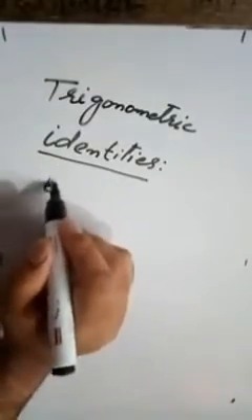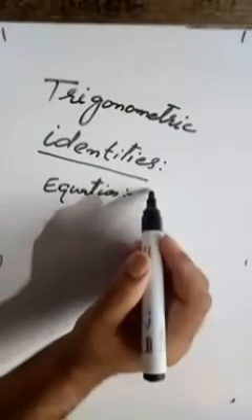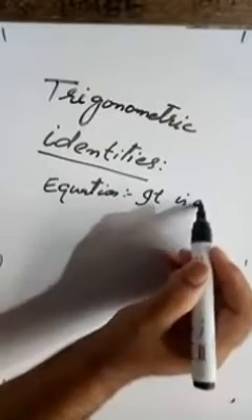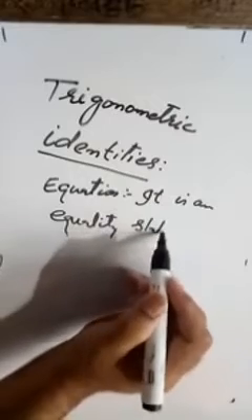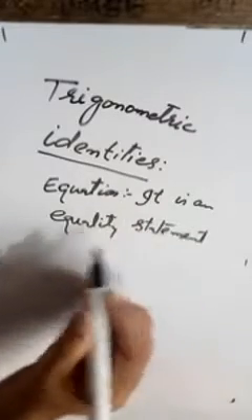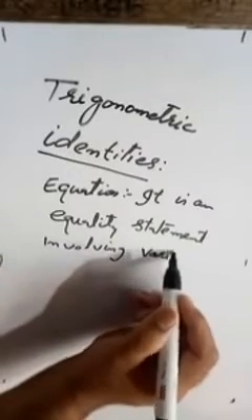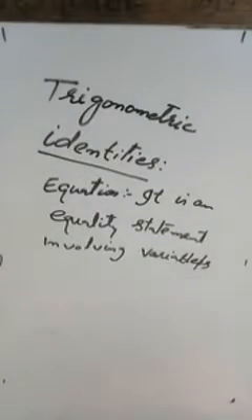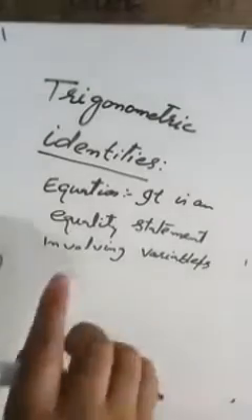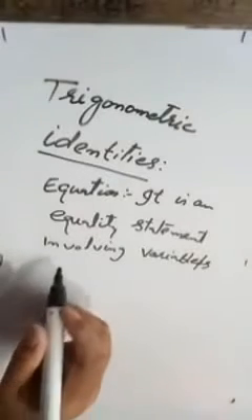You, my dears, know that an equation is an equality statement involving variables. Clear? But in the case of an equation, you have to remember that the equation is true only for certain values of the variable. For example, I will explain it like this.